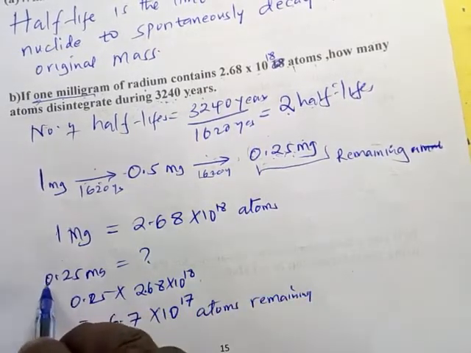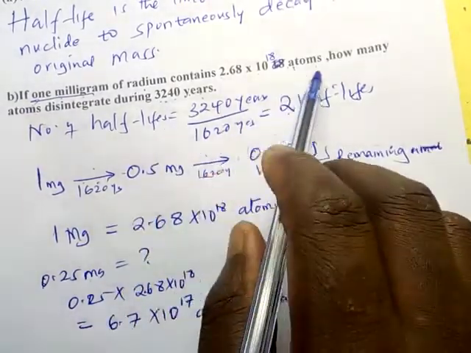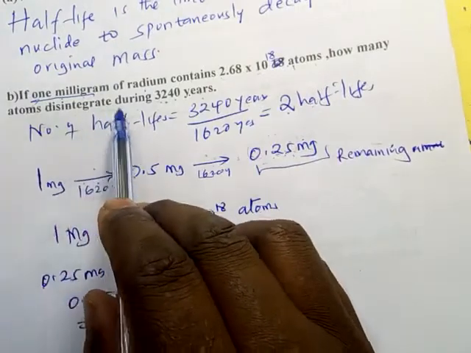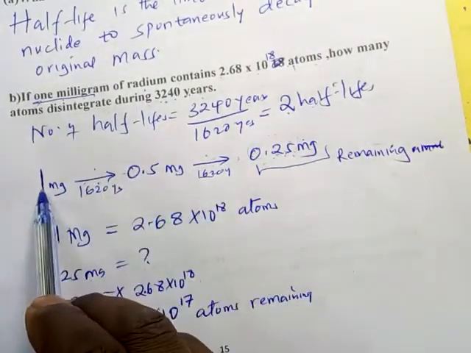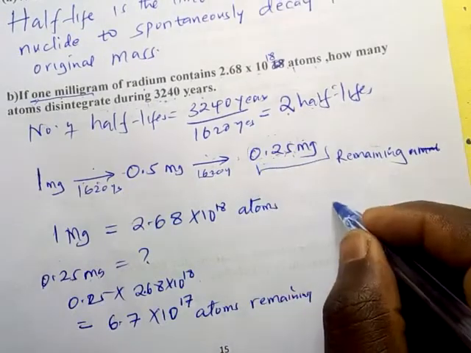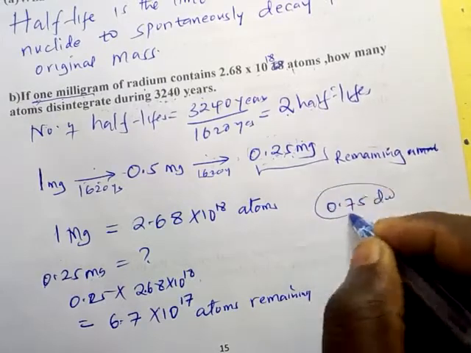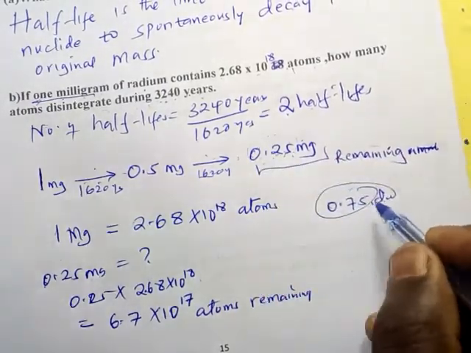Remember, I have done for 0.25 atoms remain. This is what is remaining. But the question is asking us how many atoms disintegrated, decayed. So if we had 1 and we are remaining with 0.25, it means 0.75 were disintegrated. You should know that. You can also do directly like that.